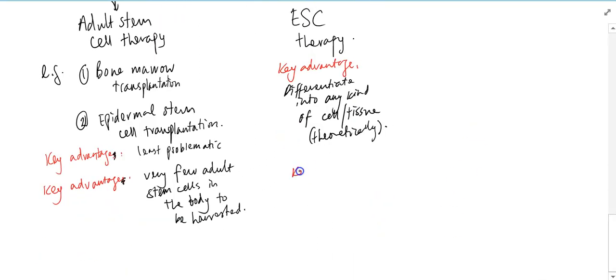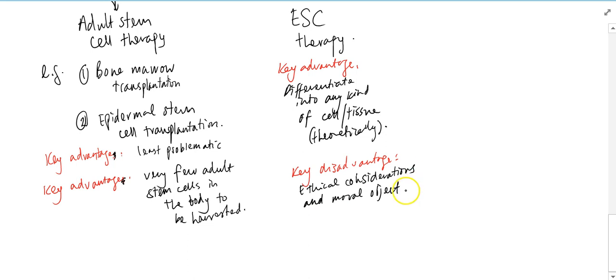The key disadvantage is that there are a lot of ethical considerations and moral objections to the use of embryonic stem cells.